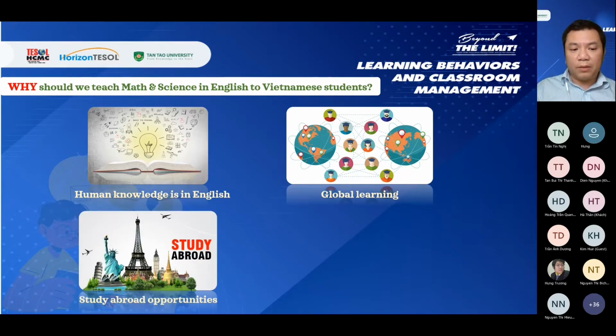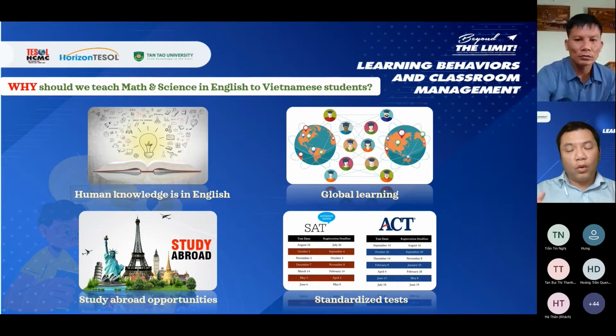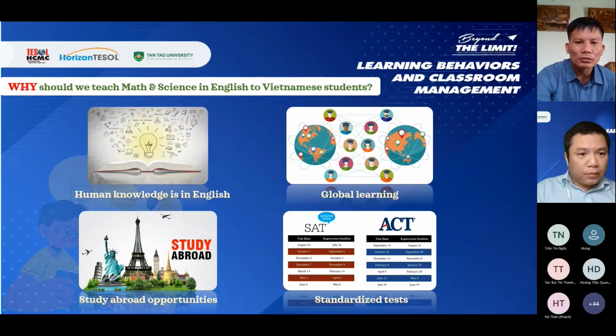The third reason is that many more students are taking opportunities to study abroad today, and having them learn math and science in English while they're still in Vietnam is a good preparation step, so that they can integrate into the learning environment in a foreign country when they travel abroad. Last but not least, more and more universities in Vietnam are now accepting standardized test results such as the SAT or ACT as an entrance requirement. Having students learn math and science in English will help them approach these tests more easily and get an alternative path to college, even here in Vietnam.